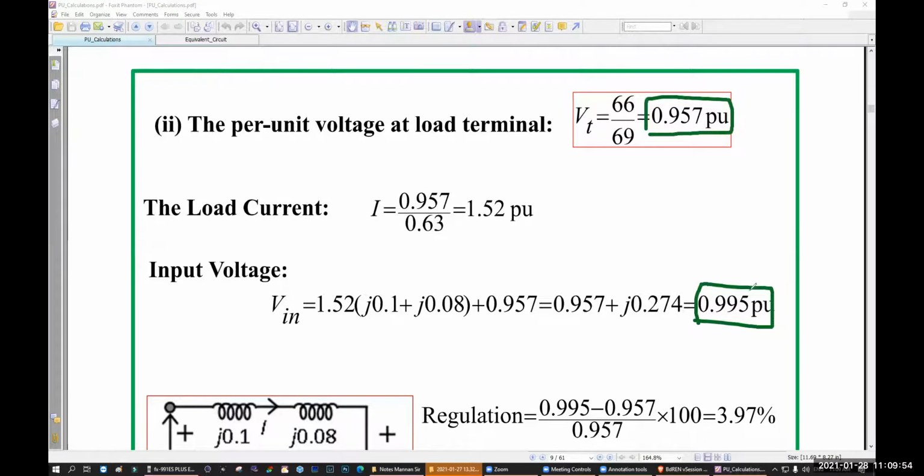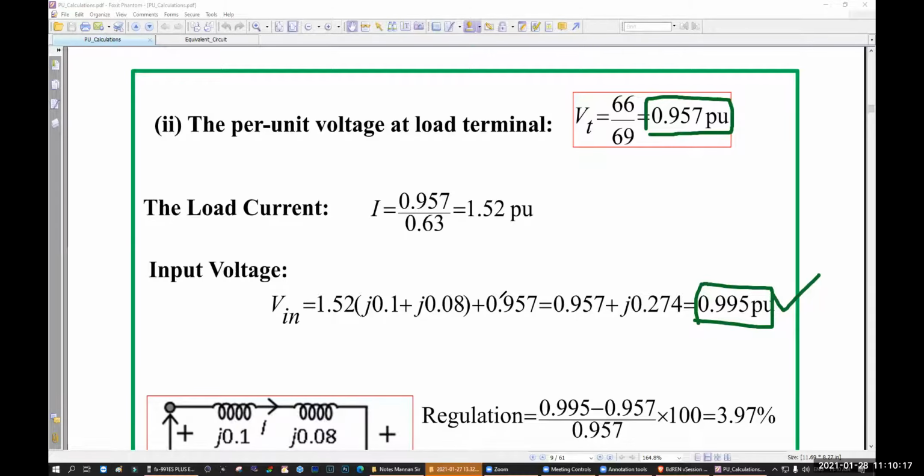So which one is bigger? This one is bigger, right? Input is bigger. So what happens to the rest of the voltage? That is the loss. Loss to where? Loss to the load? No, loss to the transformer. Exactly, transformer loss.